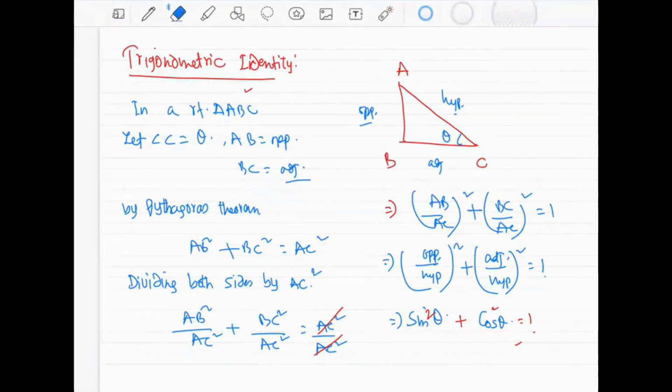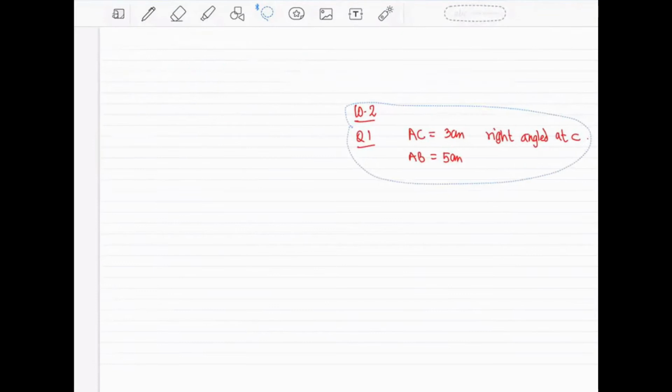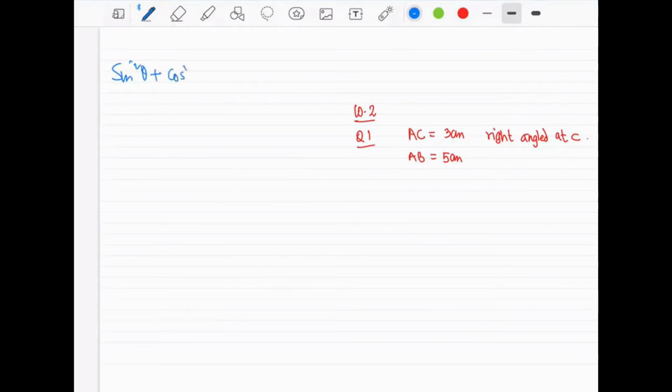Look, let me erase most of this. Let me do it on the side. Ignore this. So we have one formula right here: sine squared theta plus cos squared theta is equal to 1.